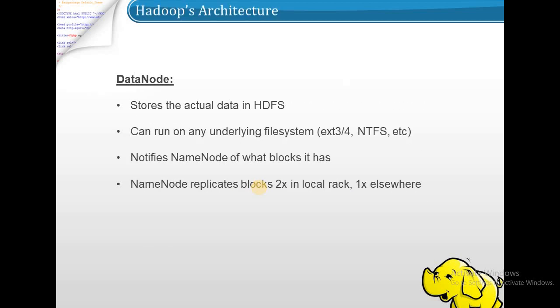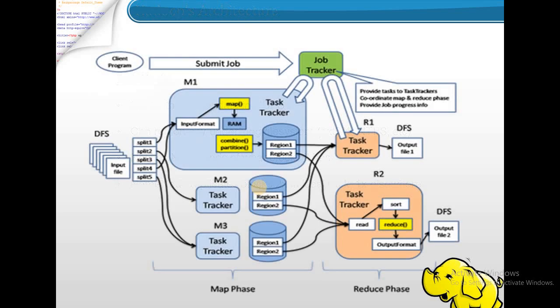And there is the data node. It stores the actual data in HDFS, can run on underlying file systems, and notifies the name node of what blocks it has. The name node replicates the blocks: two into the local rack, one elsewhere.